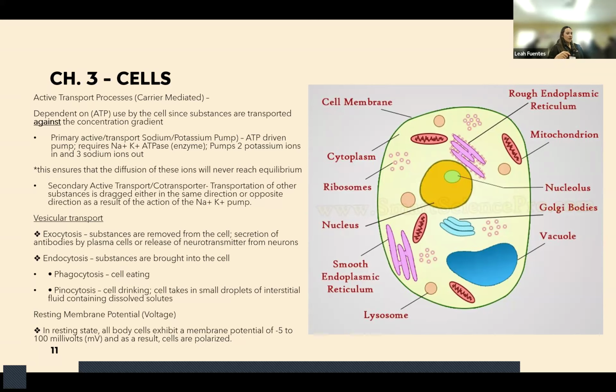So again, rough ER, those are rough because those have ribosomes. You can't really see it on this one, but if you go back there and look at our cell model, you can easily distinguish which are rough versus smooth. And then smooth ER, these are responsible for lipid metabolism, cholesterol, hormone synthesis, drug detox, and the breakdown of stored glycogen.